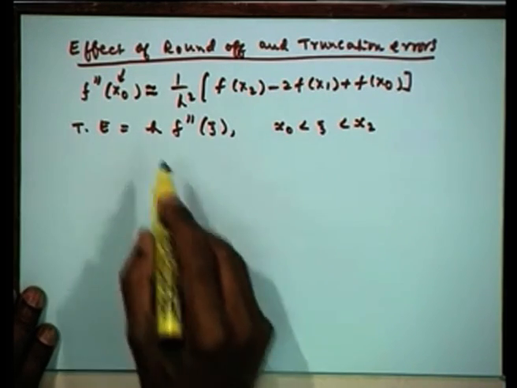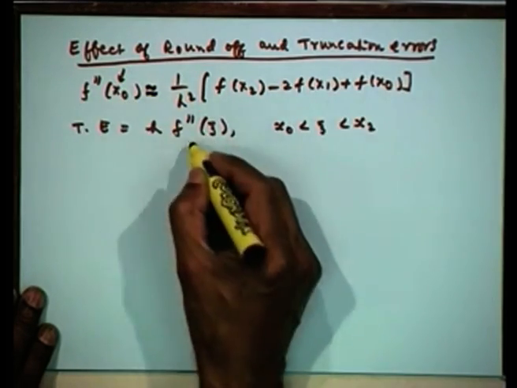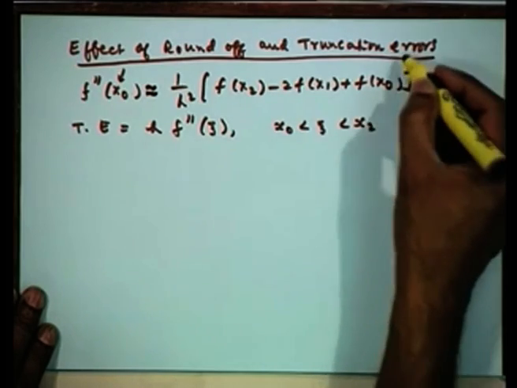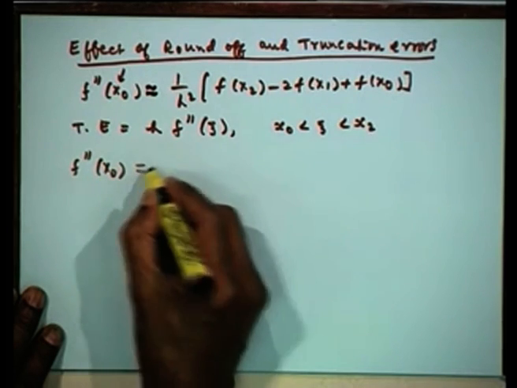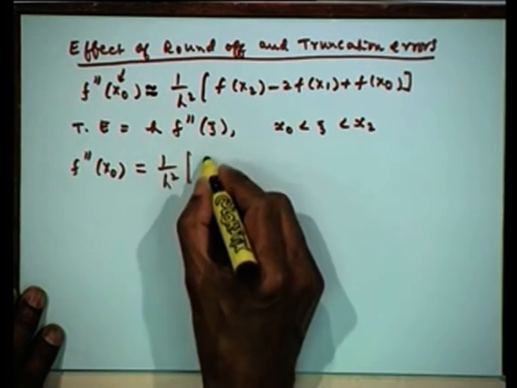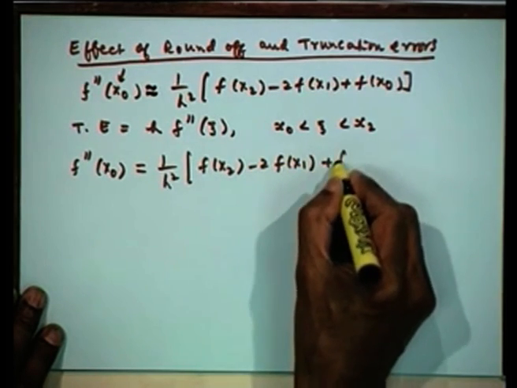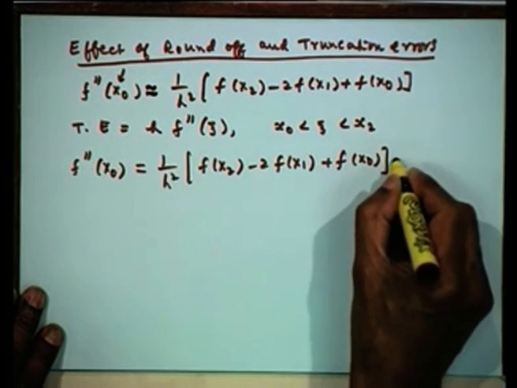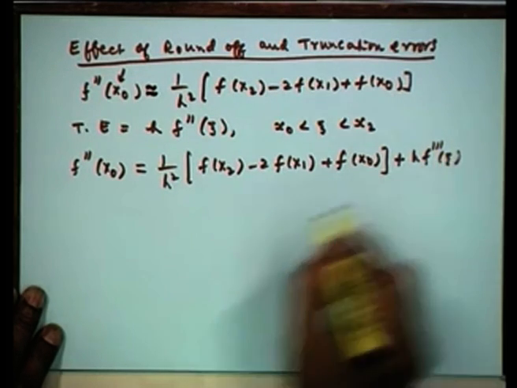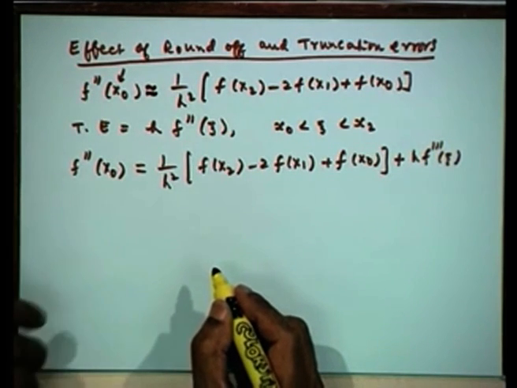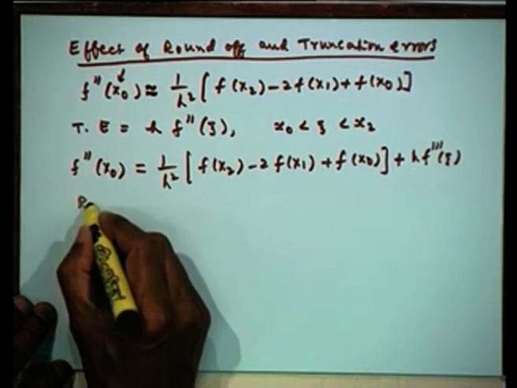Now, if I add the truncation error, I should get, here I put in approximately, it will become exact. So, I add the truncation error to it, whatever error is there I add it to it, I will get the exact solution. That means, f double dash at x naught is equal to 1 upon h square times f of x 2 minus twice f of x 1 plus f of x 0 plus the truncation error h f double dash of xi. Now, let us assume that there is round off error. So, let us say there is round off errors.